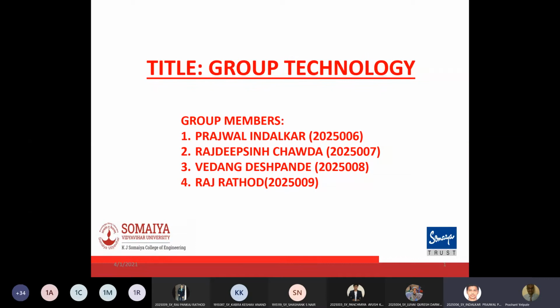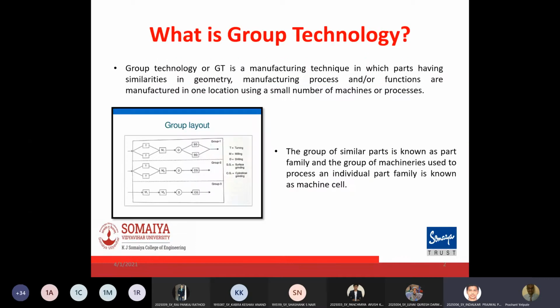The topic of our presentation is group technology. So, what is group technology? Group technology is nothing but a manufacturing technique in which parts having similar geometry, manufacturing process, and functions are manufactured using a small number of machines.